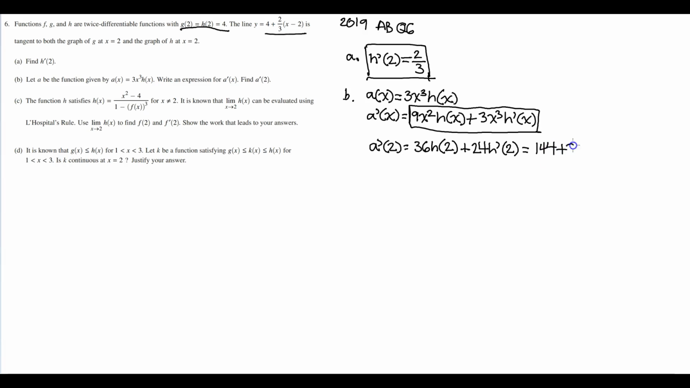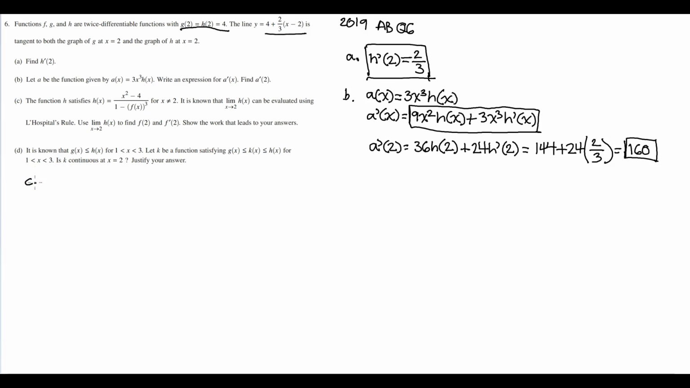plus 24 times 2/3. So 2/3 of 24 is 16. So 144 plus 16 is 160. There we go. So a slope of 160. So that's a prime of 2.